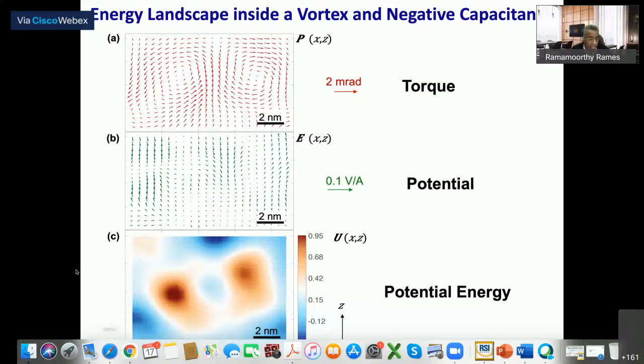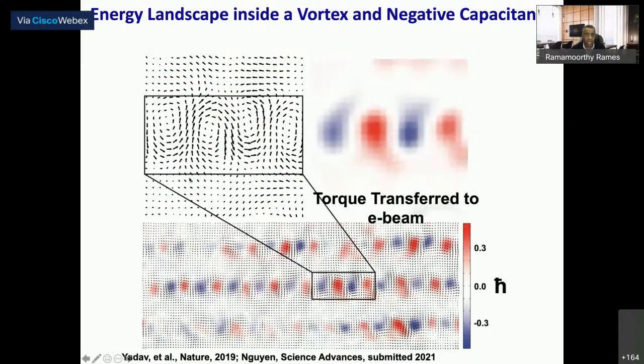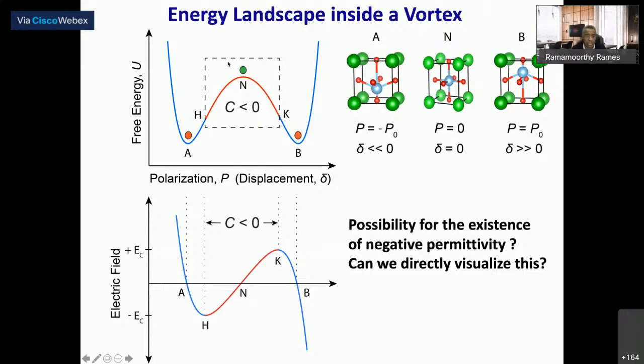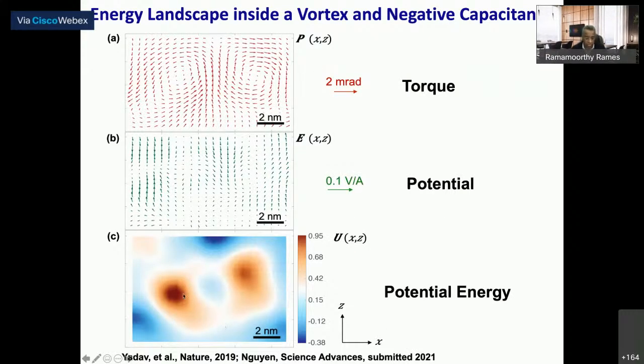So if you look at this, you can see that the energy landscape looks very much like this, that you can actually see minima as well as the maxima. That maxima is shown here and here, and in between them, you can see the minima.